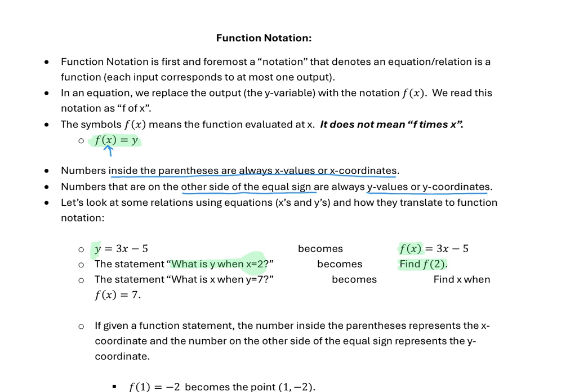Now, we can also go the other direction. We can say things like, what is x when y is 7? This one we'll talk a little bit more about later, because in function notation it is still kind of wordy. We say find x when f of x is equal to 7. So we take our 7 and we plug it in for the f of x. Just like over here, we plug in 7 for y, and then we find x.